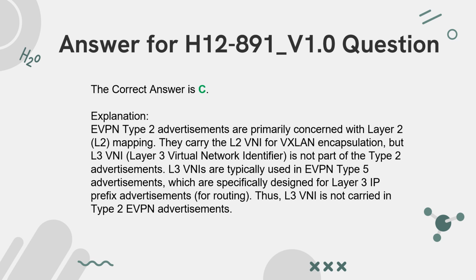EVPN Type 2 advertisements are primarily concerned with Layer 2, L2, mapping. They carry the L2VNI for VXLAN encapsulation, but L3VNI, Layer 3 Virtual Network Identifier, is not part of the Type 2 advertisements. L3VNIs are typically used in EVPN Type 5 advertisements, which are specifically designed for Layer 3 IP prefix advertisements, for routing. Thus, L3VNI is not carried in Type 2 EVPN advertisements.